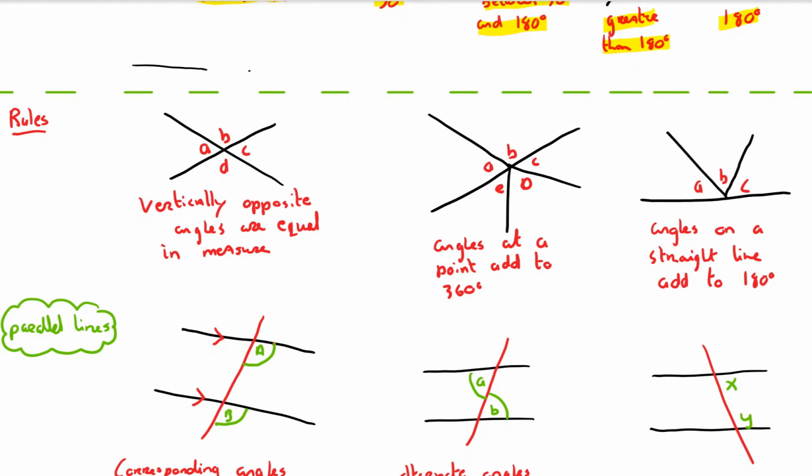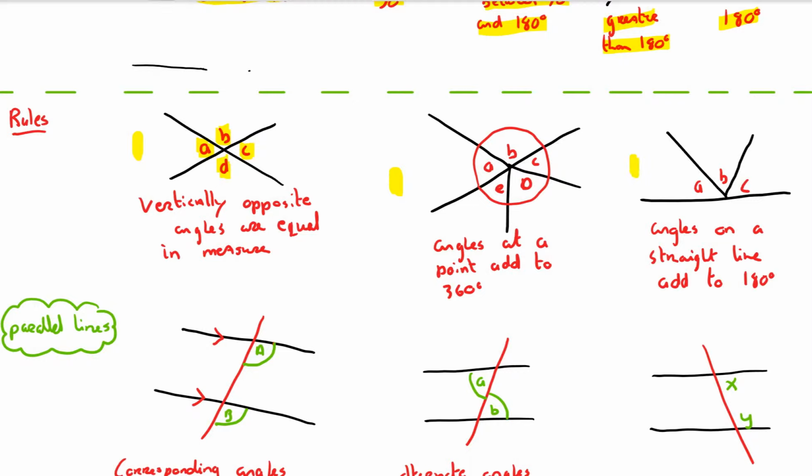So let's just look at some rules. The first rule we have here says vertically opposite angles are equal in measure. So really what we're saying is, if we have two straight lines crossing each other, their opposite angles are the same. So A equals C and B equals D. Over here then, angles at a point add to 360. So what we're saying is all these angles add to 360. So A, B, C, D and E would add to 360.